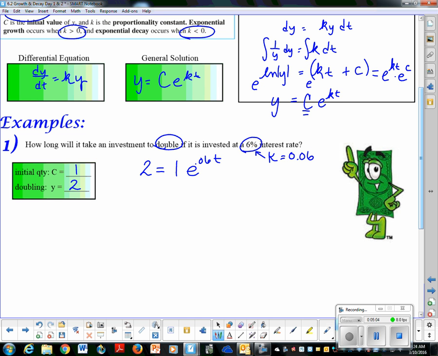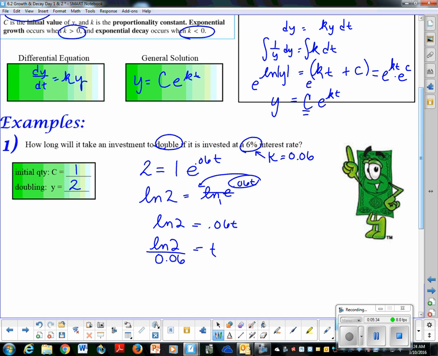and then go into solving. Divide by 1, we can apply a natural log to each side, and that will allow the 0.06 t to come down in front of the log. Natural log of e is 1, so I get 0.06 t. And solving for t, we end up with the natural log of 2 divided by 0.06. And if I solve that, t is approximately 11.55 years.